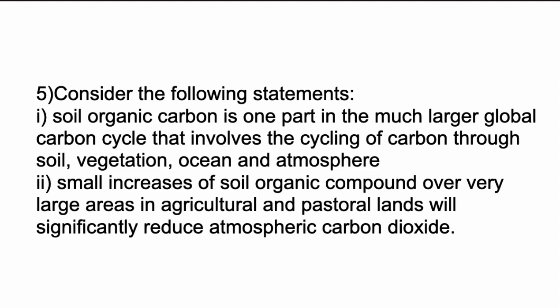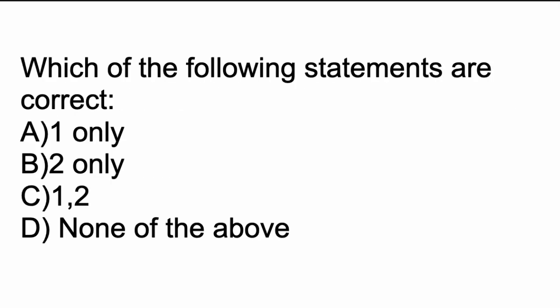Coming to the fifth question, consider the following statements. The first statement is soil organic carbon is one part in the much larger global carbon cycle that involves the cycling of carbon through soil, vegetation, ocean, and atmosphere. Second statement, small increases of soil organic compounds over very large areas in agricultural and pastoral lands will significantly reduce atmospheric carbon dioxide. Which of the statements are correct?